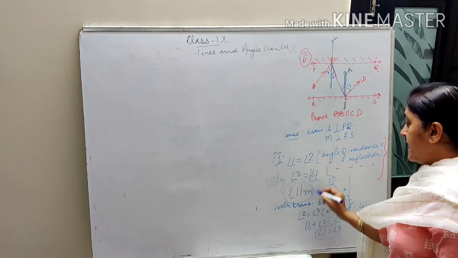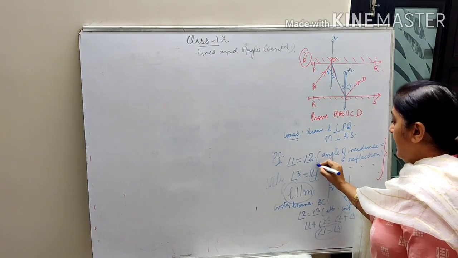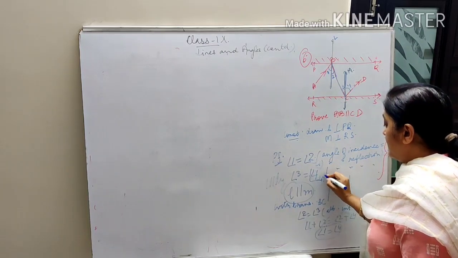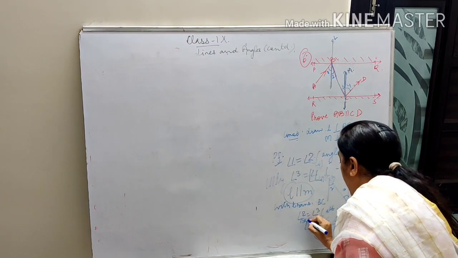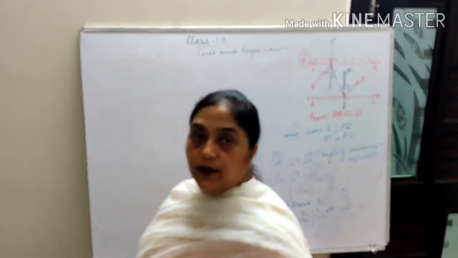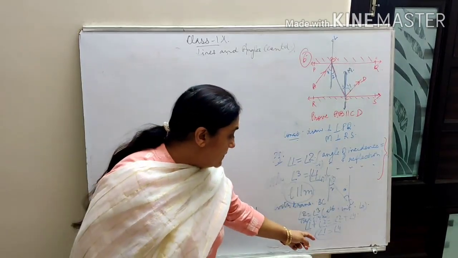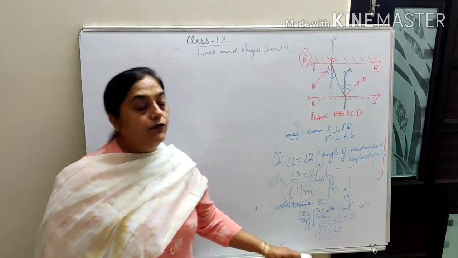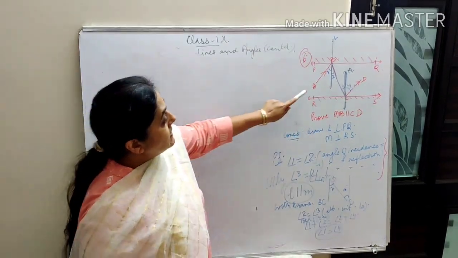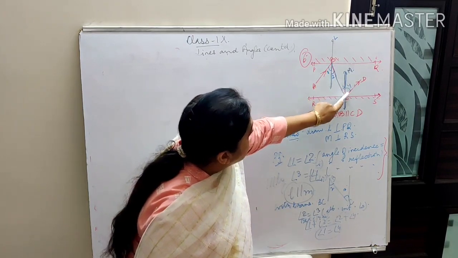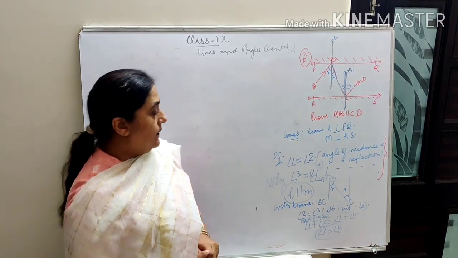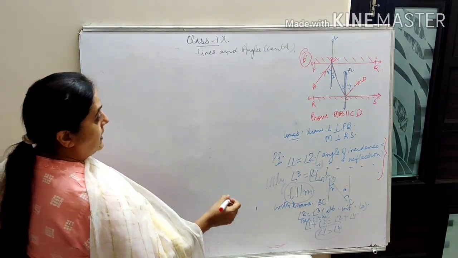What I have done in this step is add 1 and 2. I will write here: add 1 and 2. So 1 plus 3 is equal to 2 plus 4. So this becomes 1 is equal to 4. So what do we have to prove? We have to prove AB parallel CD. To prove AB parallel CD, I can prove 1 plus 2 should be equal to 3 plus 4.